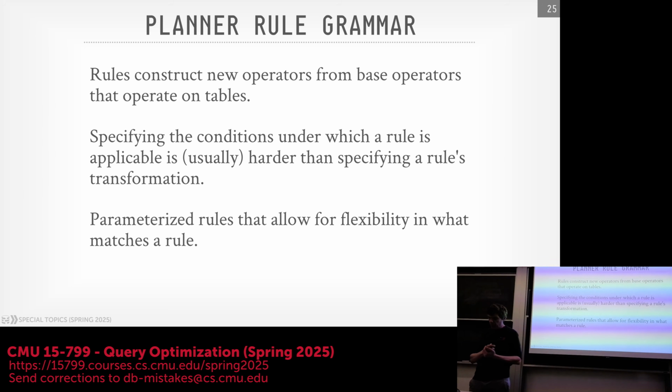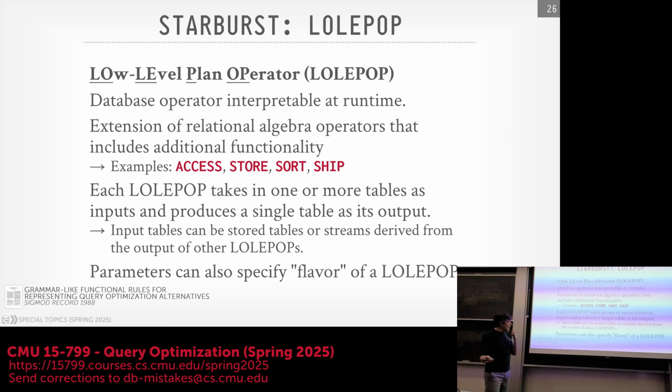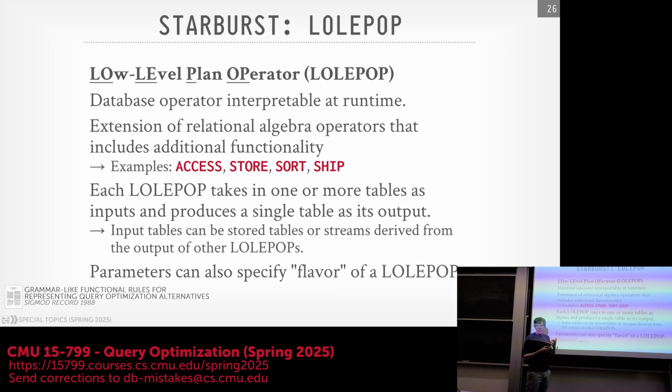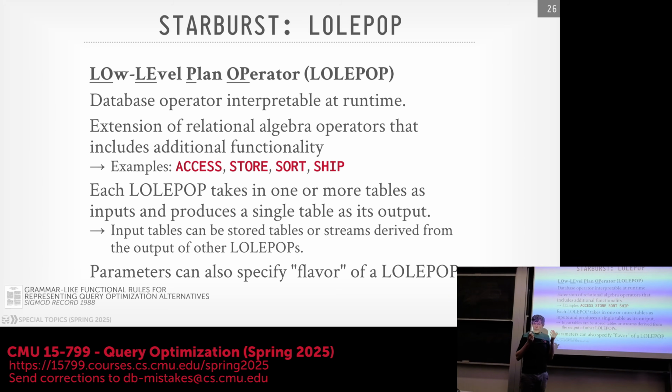All right, so what is a lollipop? A lollipop is just a database operator that we actually can execute. It's an extension of relational algebra that includes additional functionality that isn't defined in the original relational algebra, but you actually need it to run something. In relational algebra, at least the initial definition of it did include a sort operator. But obviously we need sort, we care about that.